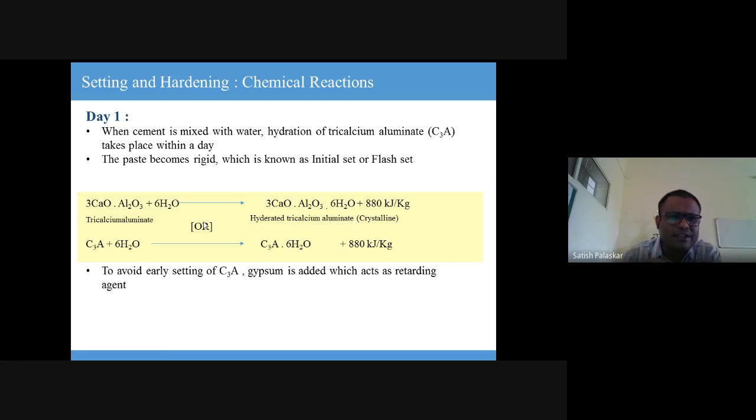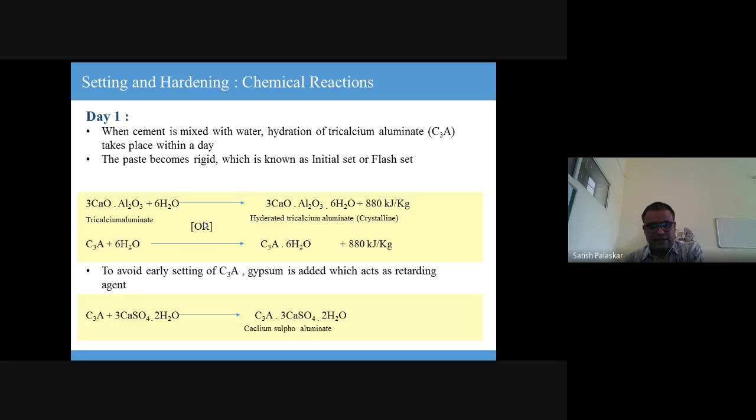See students, why we have to add this gypsum? I will give you one example. Suppose you are constructing a dam where mass concreting, large concreting, is there. At that time, if 880 kilojoule per kg of heat is released in a day, and mass concreting is there, then a huge amount of heat is released. To minimize that, the reaction will be retarded. The heat that would be released in one day, we will release over 2 days instead. So we will retard that reaction. For that purpose, gypsum is added over there.